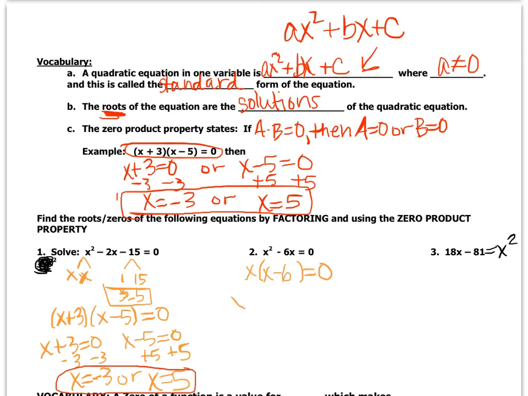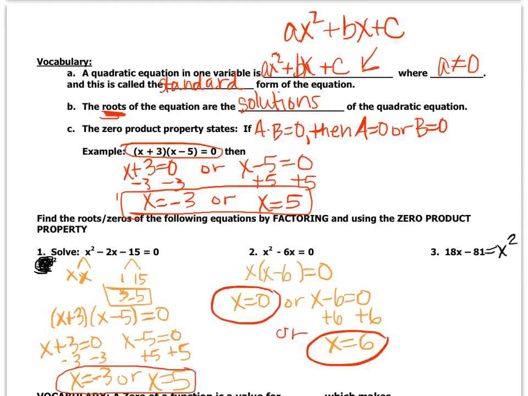I have x equals 0, or x minus 6 equals 0. If I add 6 to both sides here, I have x equals 6. So my two solutions are x equals 0 or x equals 6. There are my two solutions.